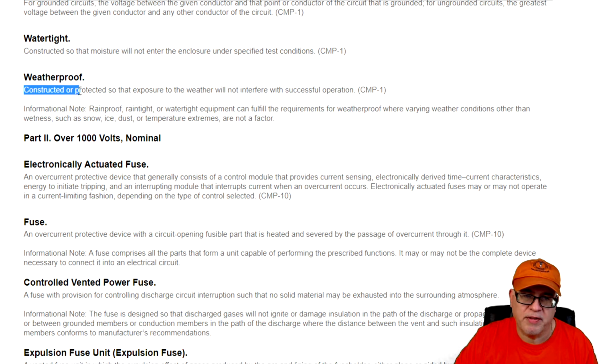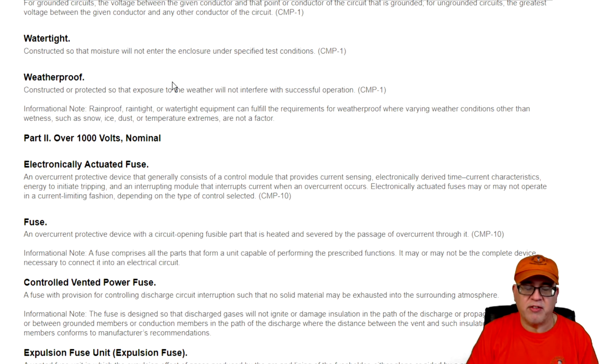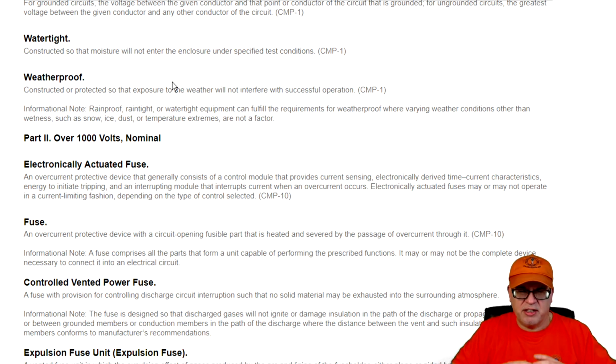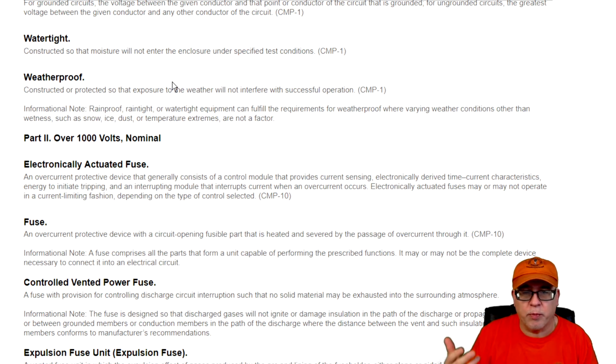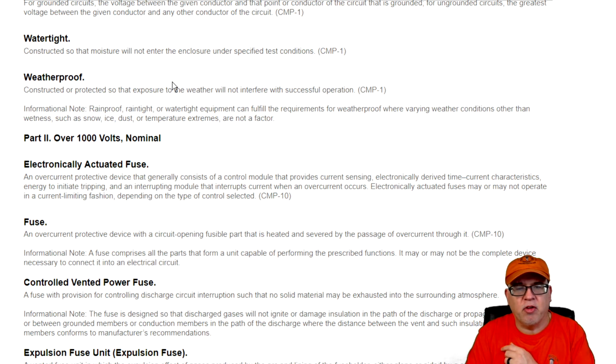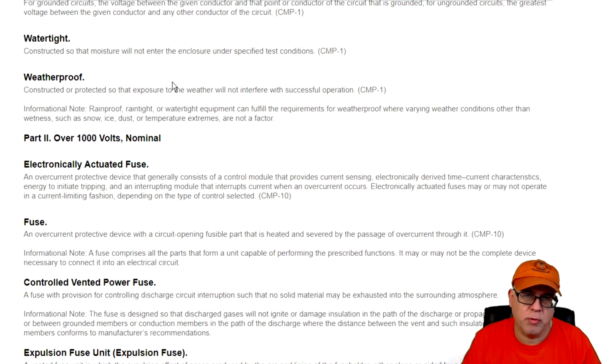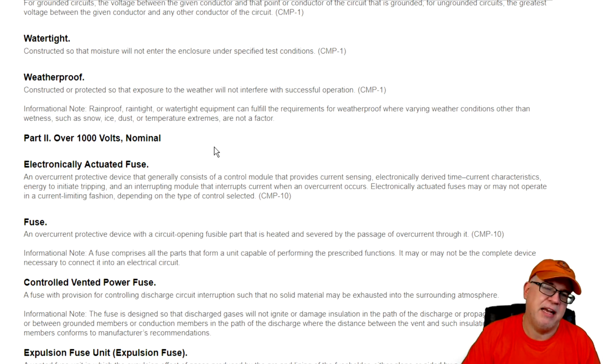Now, waterproof. It's constructed or protected so that exposure to the weather will not interfere with successful operation. It's not watertight, okay? But it is waterproof. It's designed in a way that it is either constructed or shielded so that if it is exposed to weather, like a NEMA 3R is weatherproof, or a weatherproof box, it is designed and protected so that exposure to the weather will not interfere with the operation. In other words, it's designed so water can't get to the critical terminal points that could affect the operation of it.